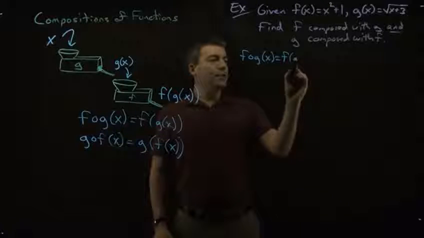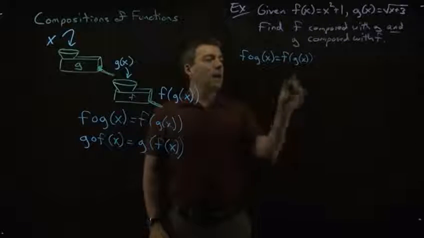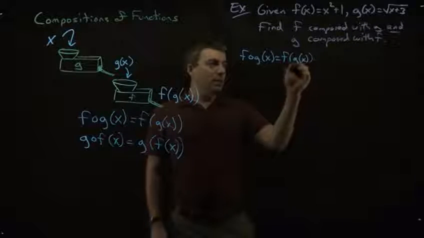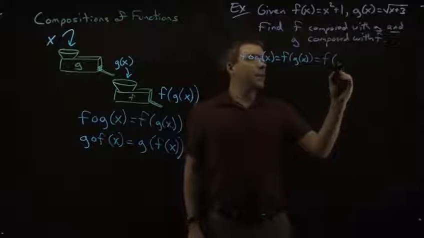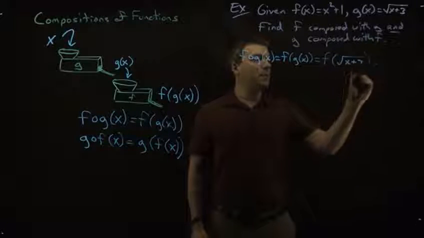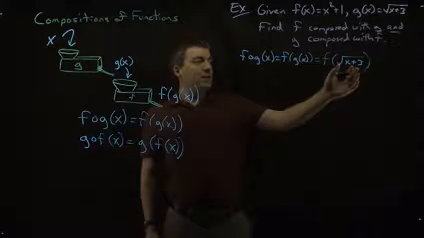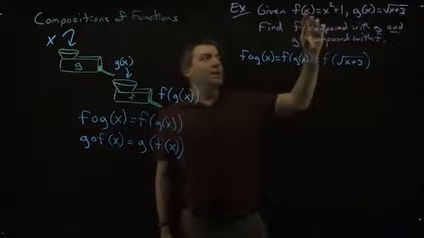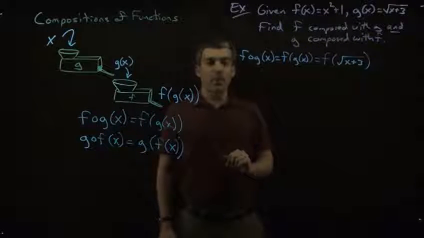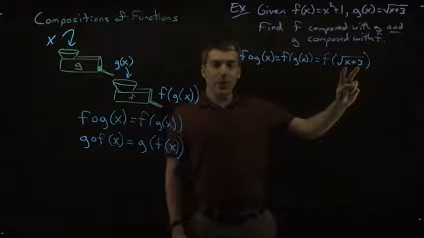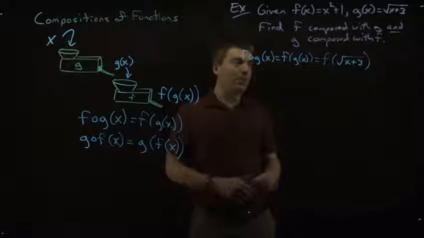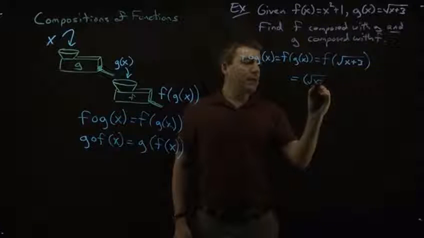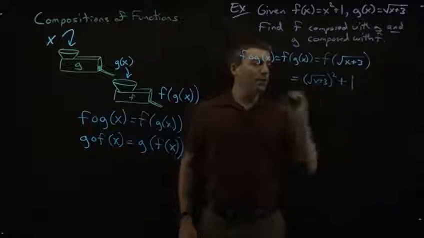That's f of g of x. And what is g of x? It's going to be the square root of x plus 3. So we'll put it in there. So f of the square root of x plus 3. And now we pass the square root of x plus 3 as an argument into f. And look what f does. f takes the input and squares it and adds 1. So we'll take the square root of x plus 3 and square it and then add 1. So let's do that. The square root of x plus 3, squared, plus 1.